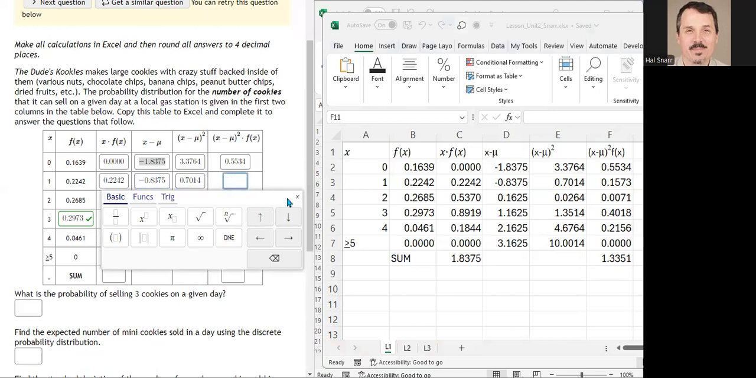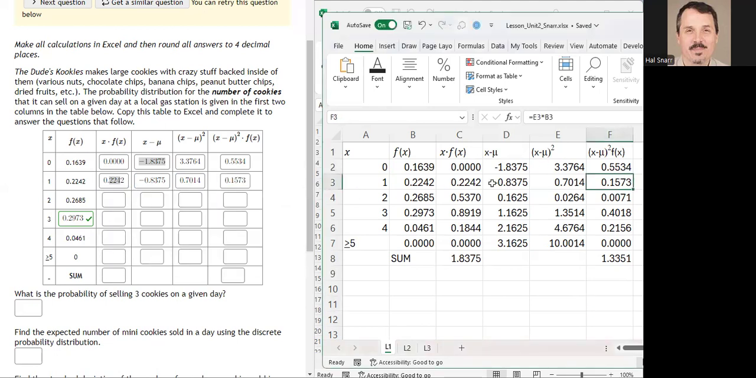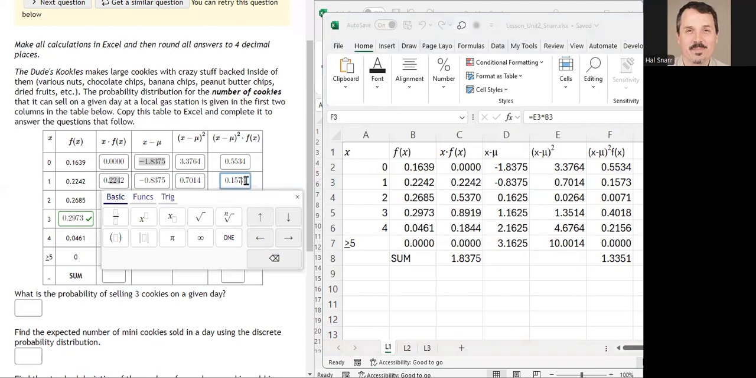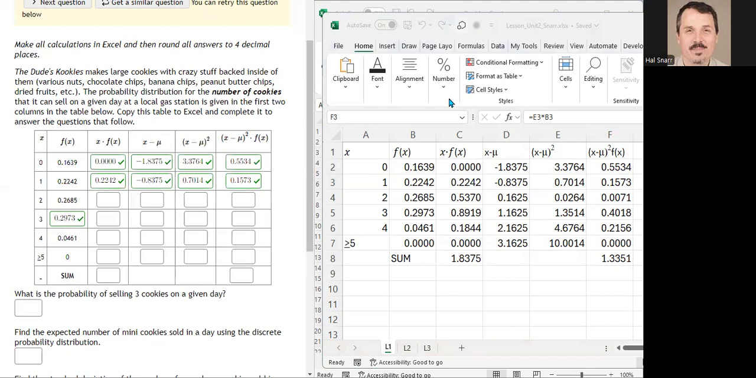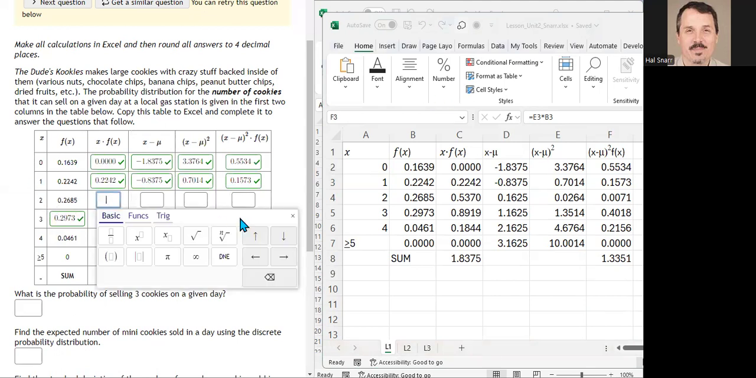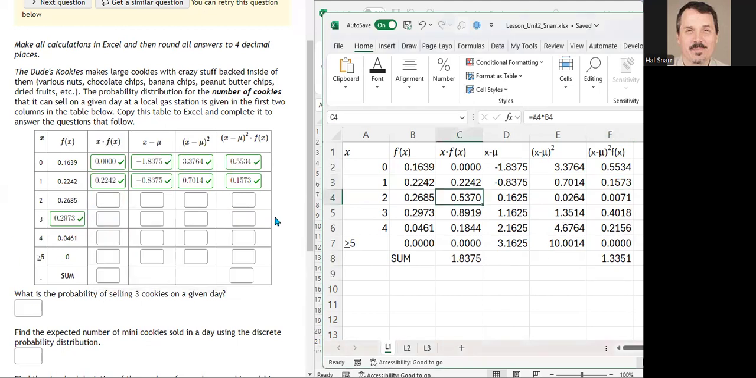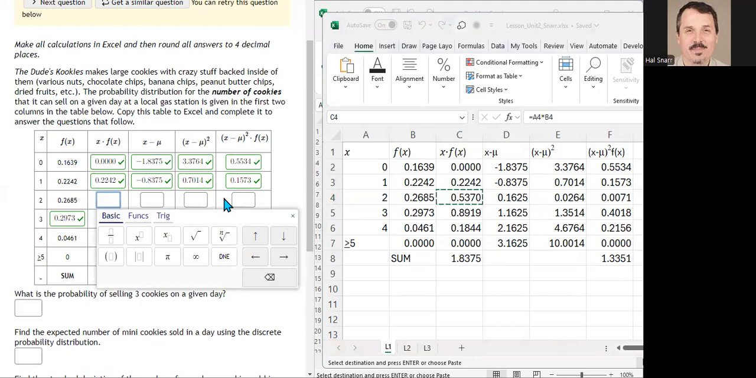Then I've got to multiply that by the probability. So I multiply this by that, and I get 0.1573 right here, right? Let's just check to see if we got those 8 things correct. And we did. Okay, now we're going to multiply 2 times its probability. And 2 times its probability is 0.5370.